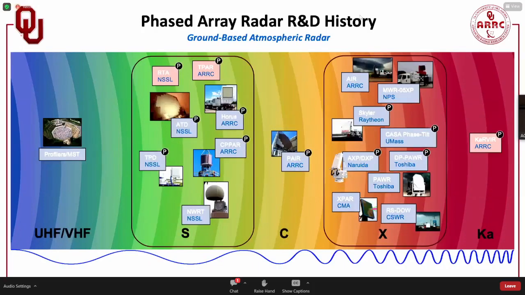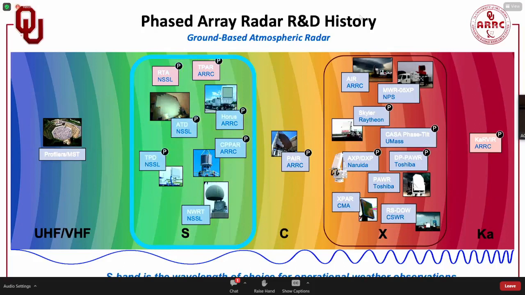Now, if you take the same systems and you group them by radar frequency, you see that they fall roughly into two categories, X-band and S-band. But for operational weather radar observations, S-band is the wavelength of choice because it is less attenuated.